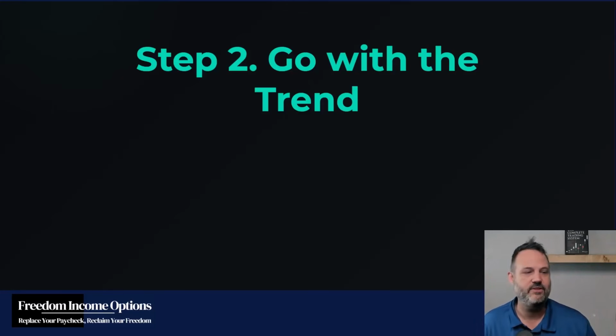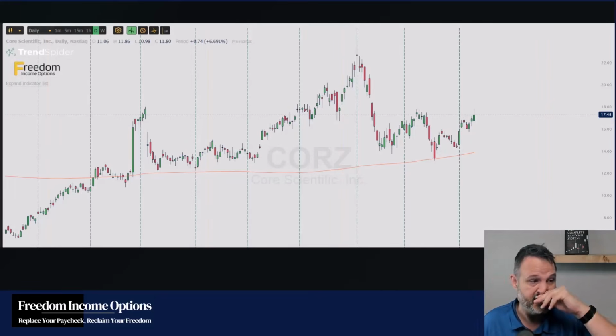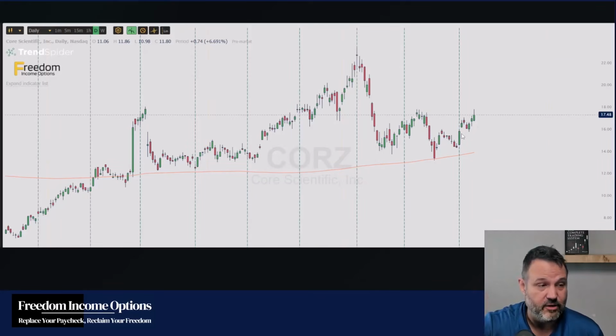And step 2, go with the trend. Here's one of the trades that our scanners pulled up today. It's a nice uptrend. It's got a good premium. This is the type of stocks that we're looking for. This is the type of indexes we're looking for. Something that's firmly above the 200 period moving average and going in the right direction.